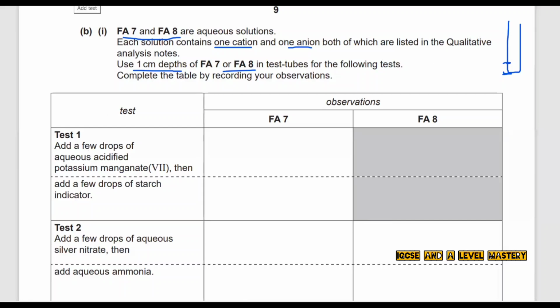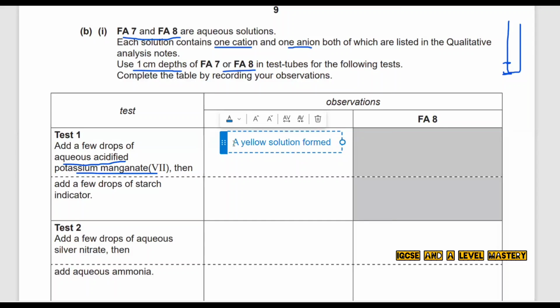The first thing is to add a few drops of aqueous acidified potassium manganate. Potassium manganate can act as an oxidizing agent. Now, if it turns yellow, then the substance could have a basic property or it could be an alkali. In my test, the purple color didn't disappear, rather it formed a yellow solution. So this could mean that Fa7 could be an alkali.